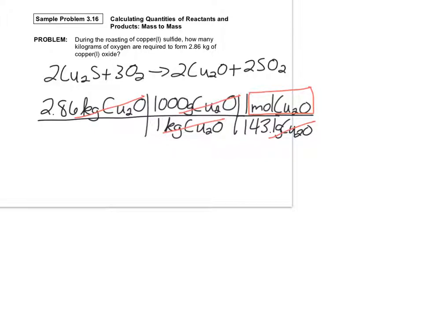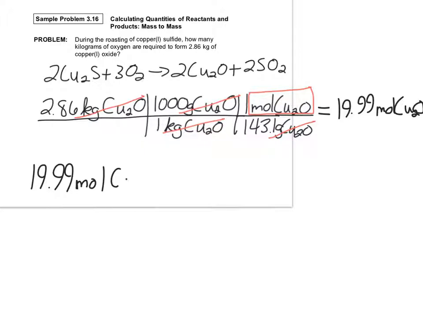So let's do our math now. What's this equal to? 2.86 times 1,000 divided by 143.1 equals, and I got 19.99 moles of copper oxide. All right, so let's rewrite that down here. 19.99 moles of copper oxide. And set up our T.